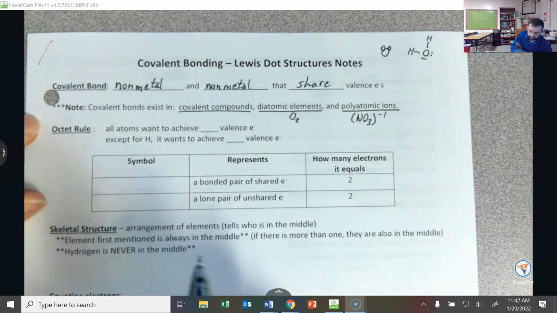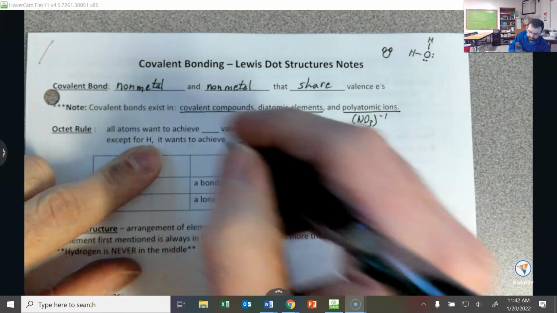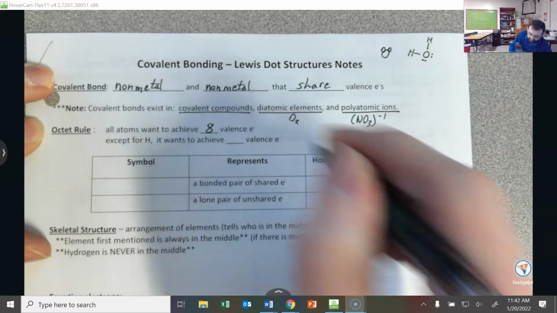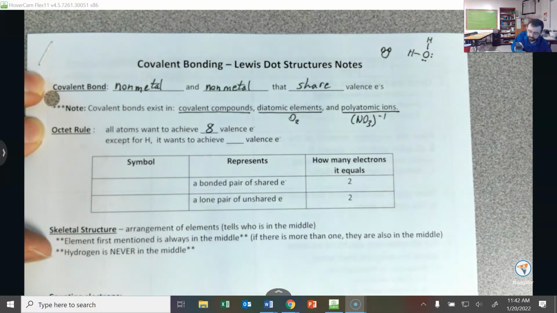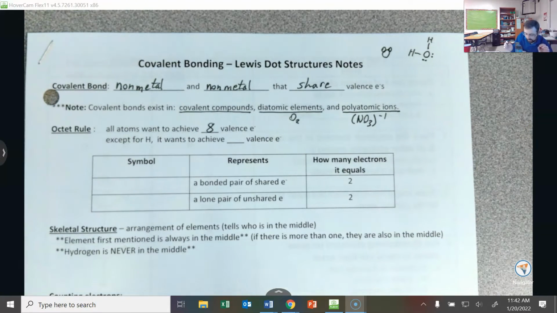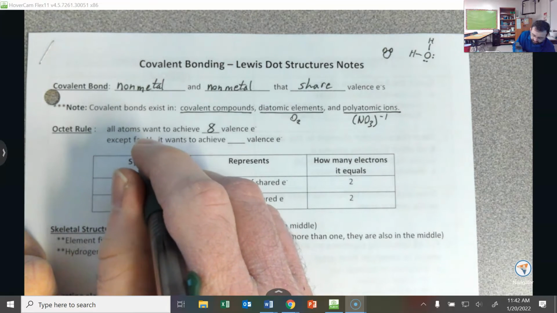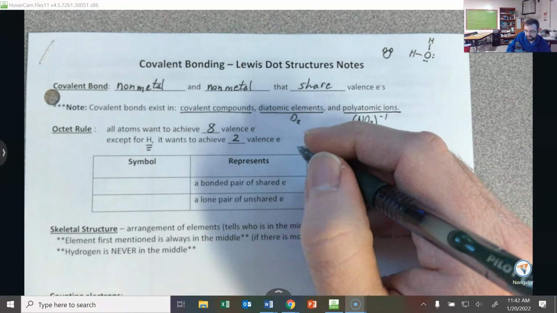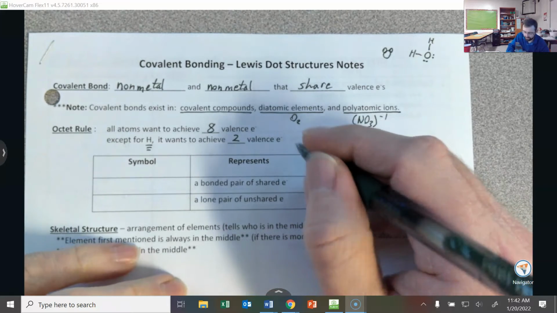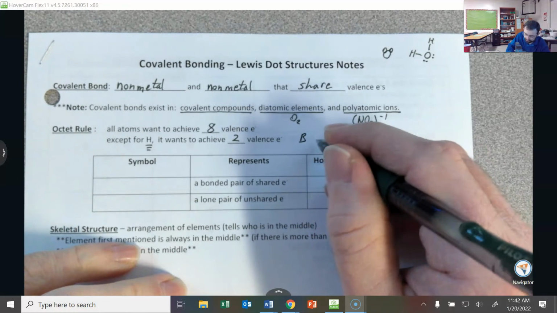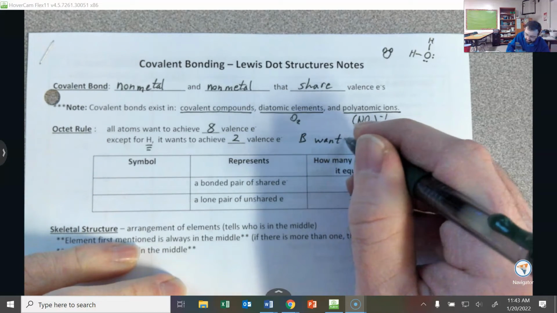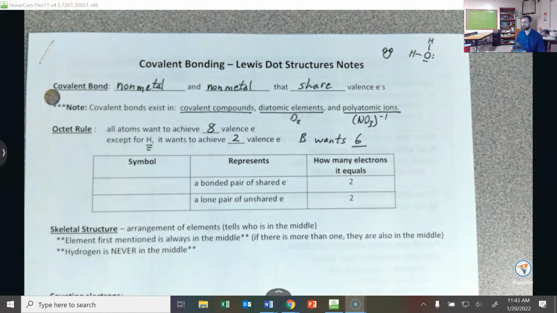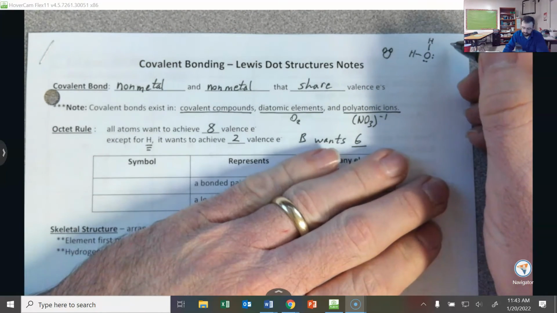The octet rule is that all atoms want to achieve, you can probably guess it, the word octet means 8 valence electrons, but there are a couple exceptions. So almost all atoms, the exceptions are hydrogen, which is the biggest exception, wants 2 valence electrons. Then there's beryllium, which we don't really see very much, and then you've got boron, which wants 6 valence electrons.